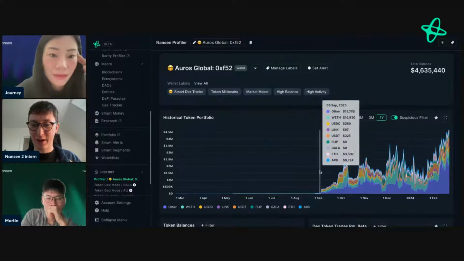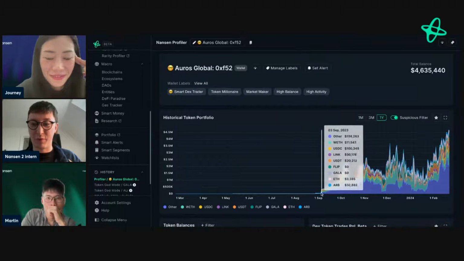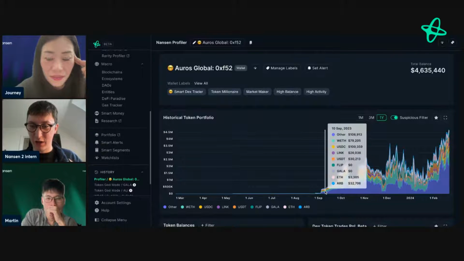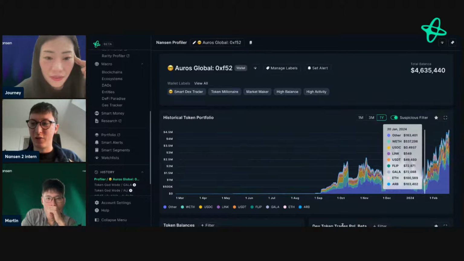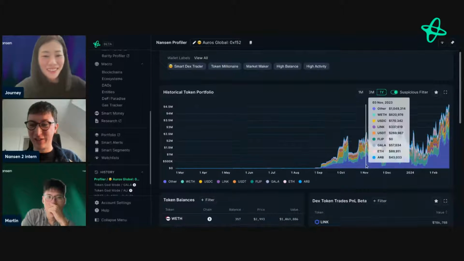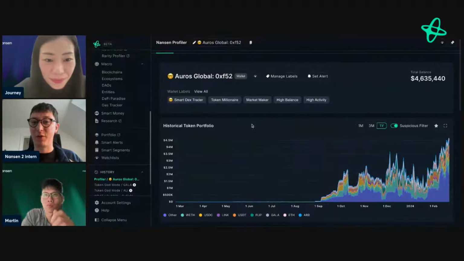I don't know if either of you have tracked this address beforehand, but from September 2023, the portfolio has grown substantially from just over $300,000 to now $4.6 million. That's pretty impressive. And you can see what that address is doing. And I think this is an address that I might want to track later on.